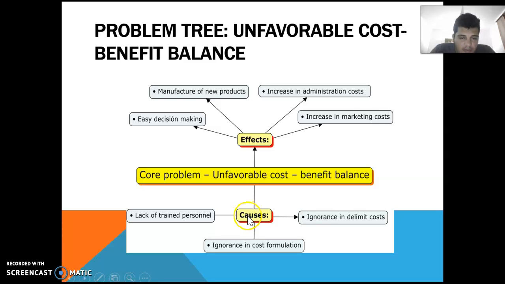Lack of trusted person. Ignorance in high cost formulation. Ignorance in high limiting costs.